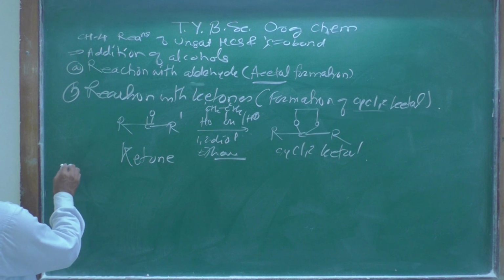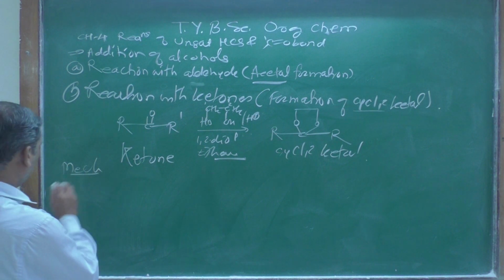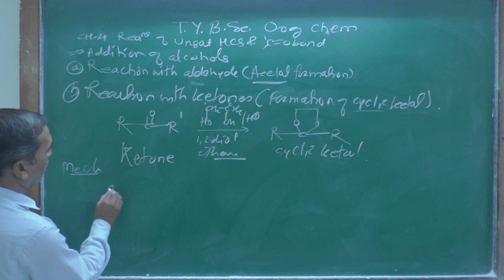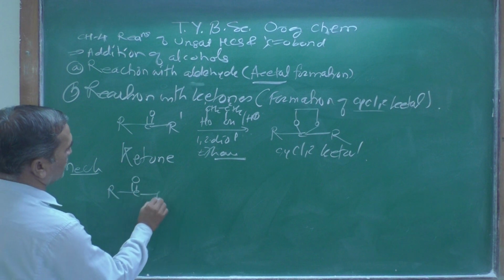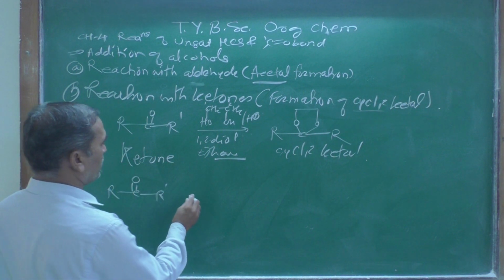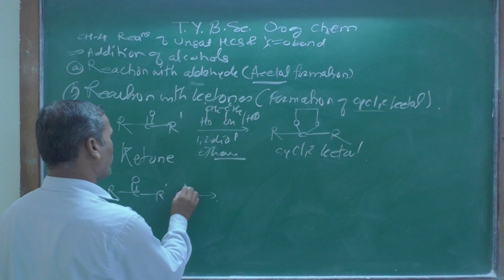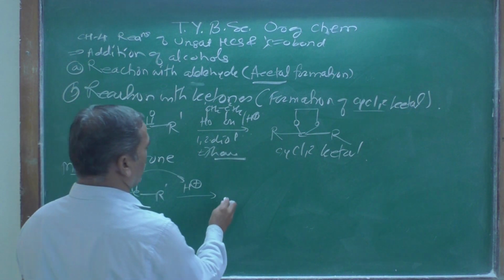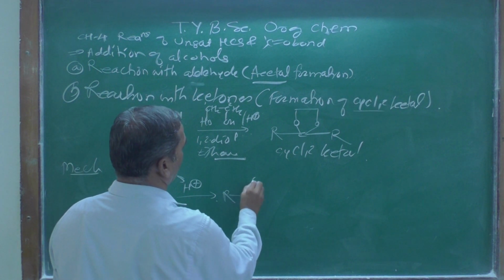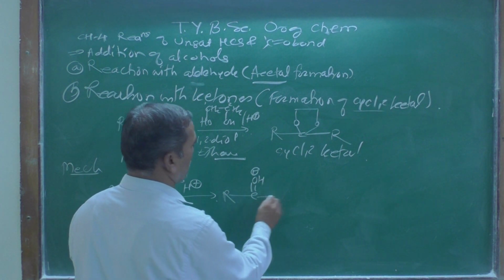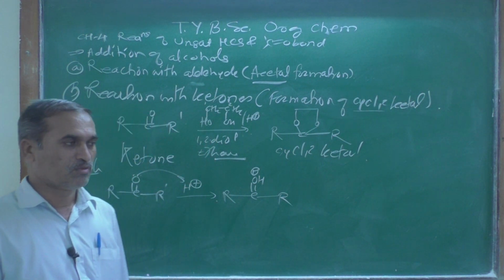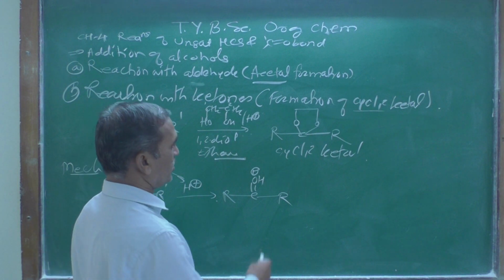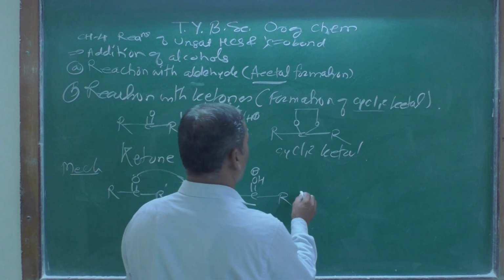Now let us look at the mechanism, how it takes place. Here R C double bond O R dash, when it is treated with H plus, first a catalytic amount of H plus, this gets protonated, and we are going to get R C double bond O H, the positive charge comes on that oxygen atom. Why? When the positive charge comes on the oxygen atom, it becomes unstable and very reactive.